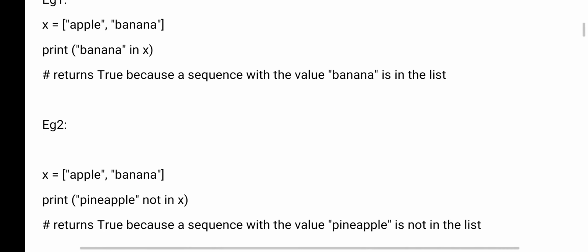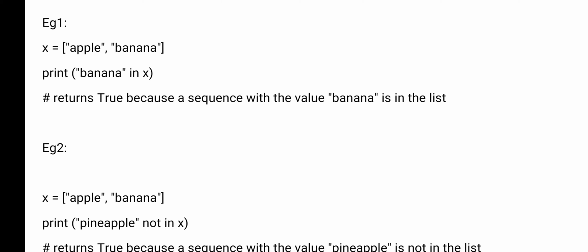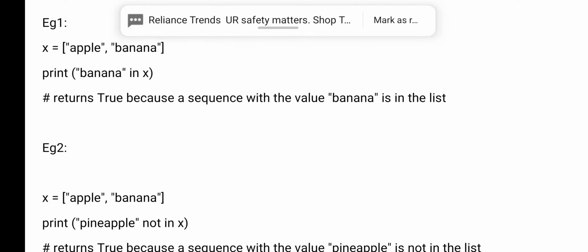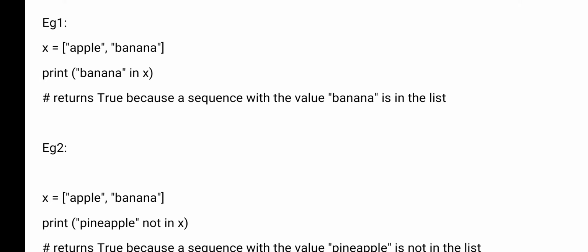Here I have given an example program. In the example, I have declared an array of two strings: one is apple and the second one is banana. Now what I want to do is print banana in x. See here, which operator are we using? The in operator. It checks whether banana is there in x or not, so what result will you get? True, because banana is there in the main string. If it is there, then you will get true, otherwise you will get false.